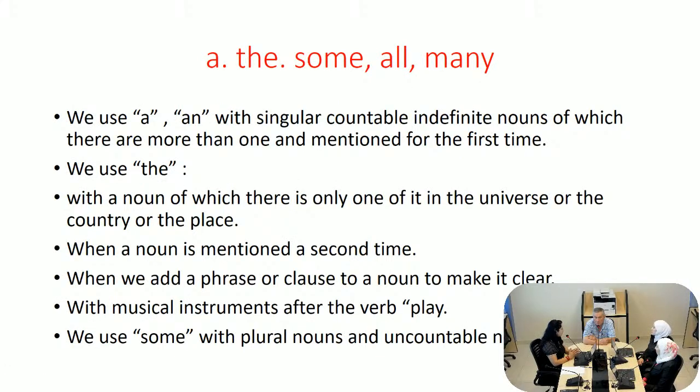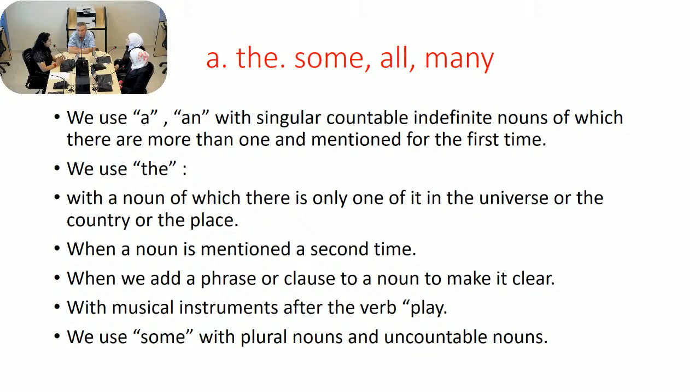The articles and the quantifiers. Ms. Paula, start with a and an. We use them with singular, countable, indefinite nouns, of which there are more than one, mentioned for the first time. It's a cat, for example. It's more than one cat, and it's mentioned for the first time. When we mention it for the second time, we use the. The cat I saw yesterday, etc. So we use a and an for things that are mentioned for the first time or singular countable.